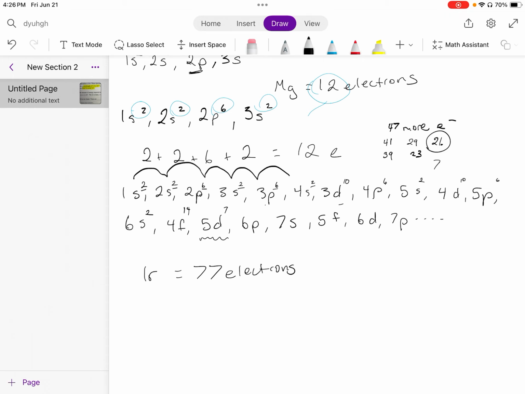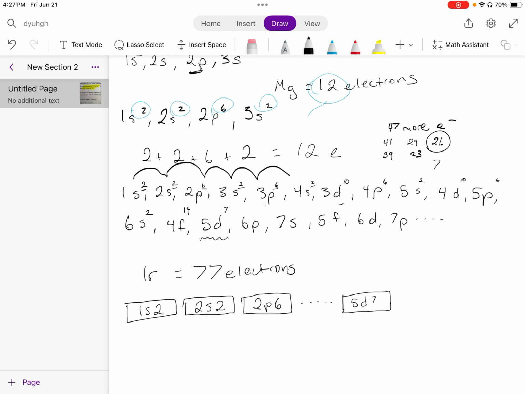So yeah, your final answer, in the first box, I guess you would say 1s2. The next box, you would put 2s2, then 2p6, all the way until you got to 5d7.